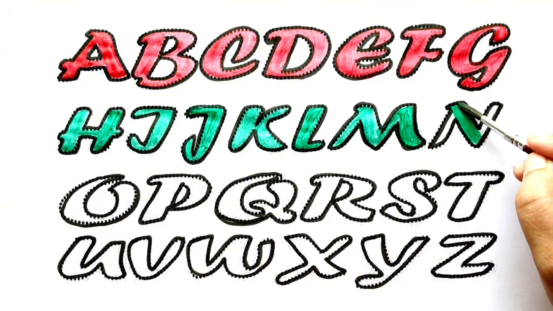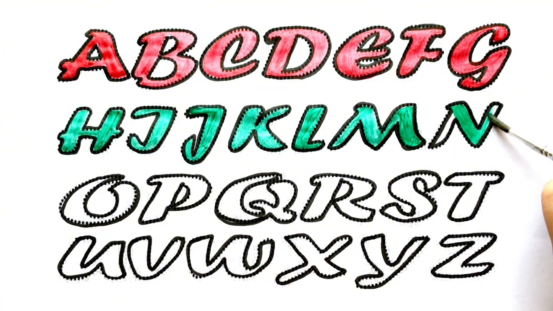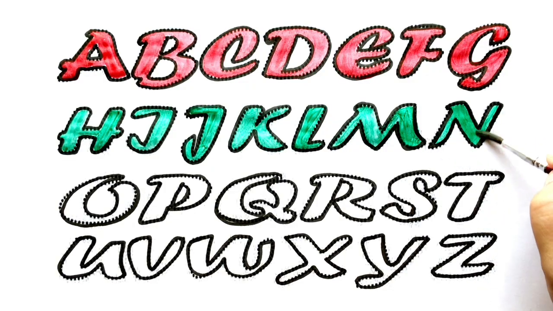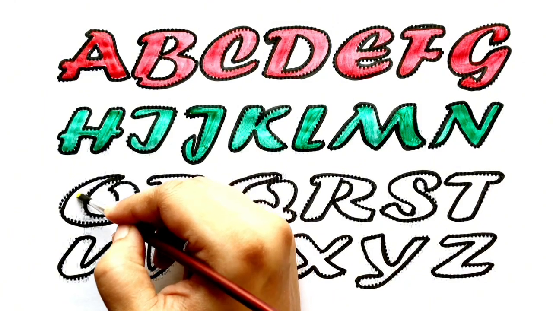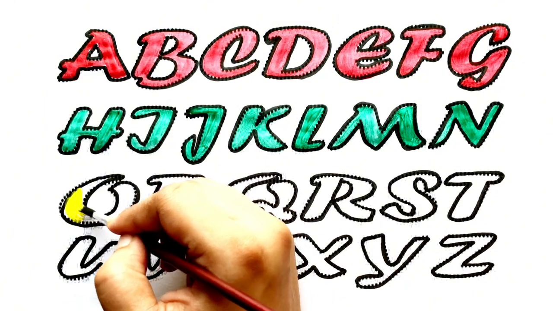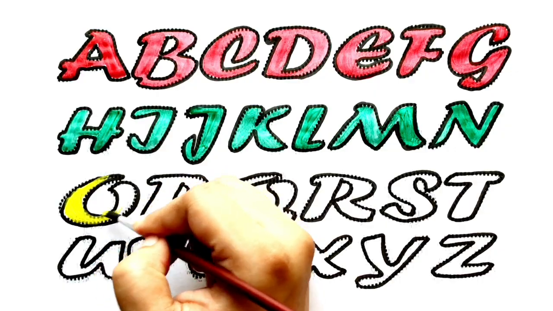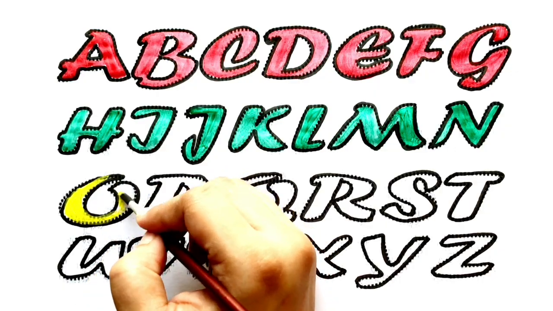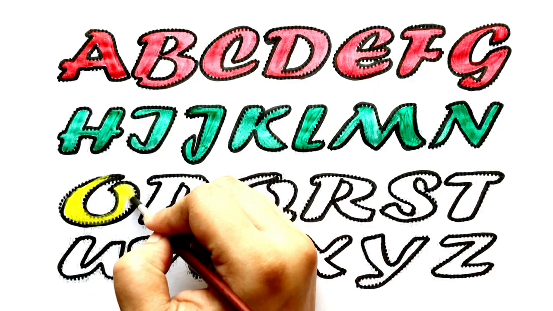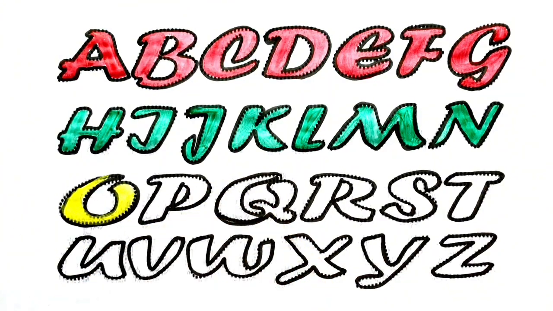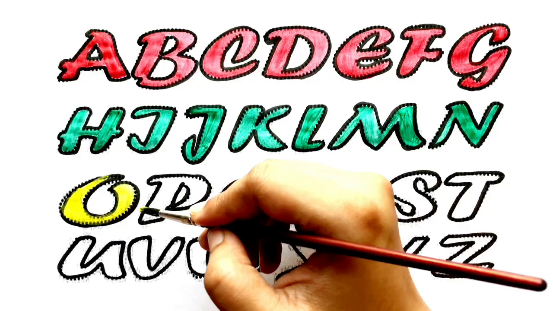A, B, C, N for nails. E, F, G, H, I, J, K, L, M, N, O, P, Q, R, S, T, U, V, W, Yellow color. O for octopus. Now I know my ABCs. Next time, won't you sing with me?